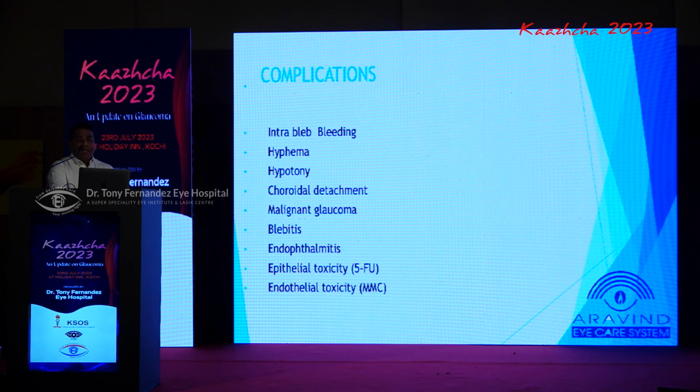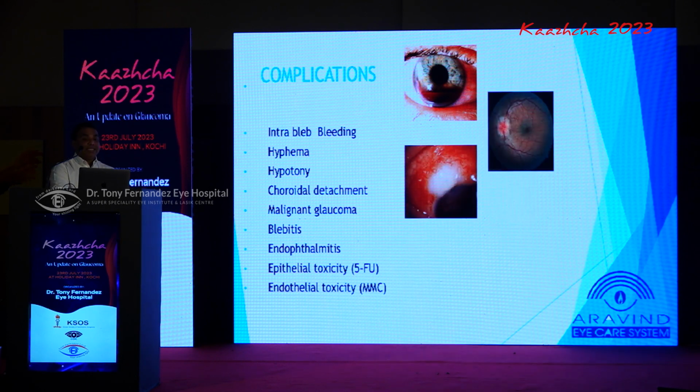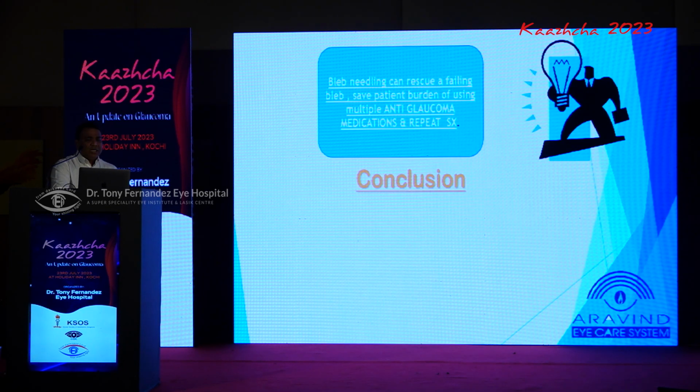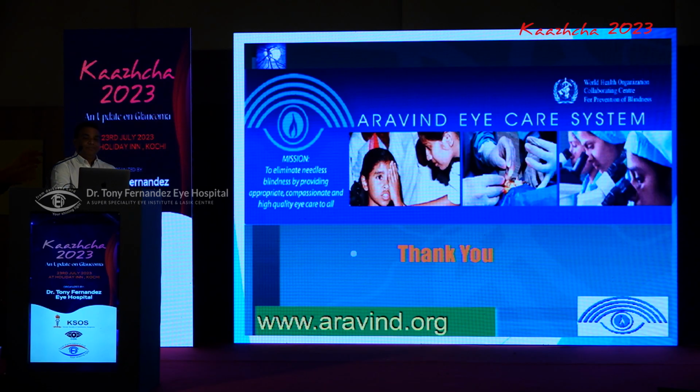Coming to the complications, even after a good trab or good bleb, keep in mind you can have complications such as hyphema, hypotony, serous choroidal detachment, and malignant glaucoma. To conclude, bleb needling can rescue the failing bleb and save the patient the burden of using multiple anti-glaucoma medications and repeat surgery. Thank you for kind listening.